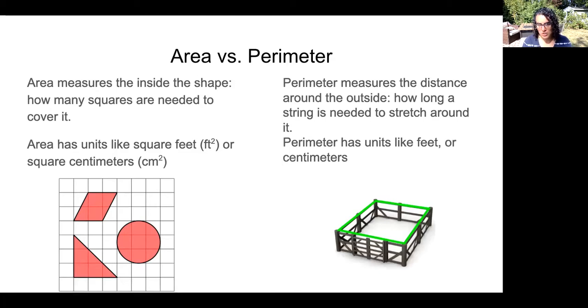Perimeter measures the distance around the outside. It's how long a piece of string you would need to stretch around the shape. So perimeter has units just of length, like feet or centimeters. You cannot convert between these. You cannot convert centimeters into square inches. These are two different sorts of units. And it's really important when you do a calculation that you write down the units and you're careful to include that squared if it is area. You cannot describe the area of a triangle in terms of miles. It would have to be square miles.